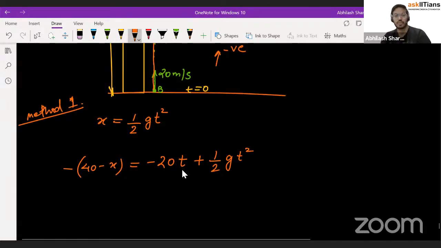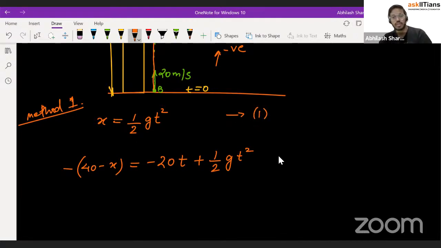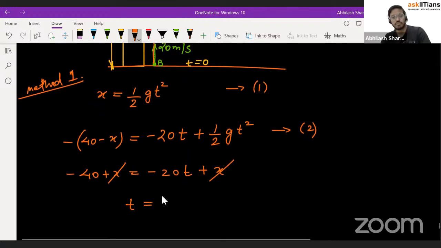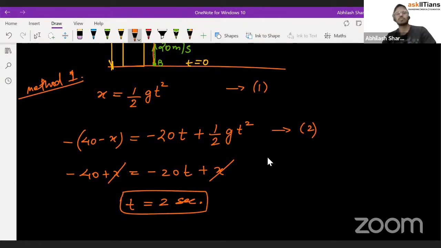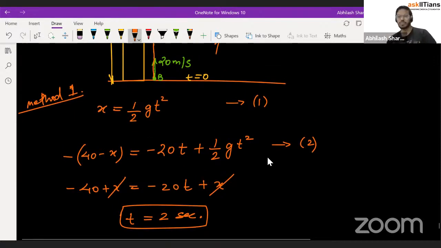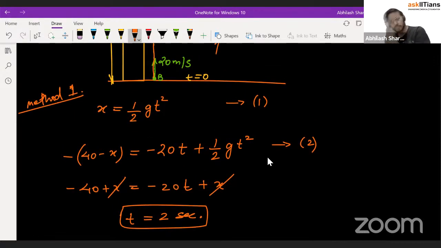Okay. So now what can I do? I have equation number 1 and equation number 2. Well, I can substitute instead of half gt square as x in the second equation, right? So try that. Negative 40 plus x equal negative 20t. Instead of half gt square, we'll have x. X cancel. And we get time as 2 seconds. That's the method 1 of solving this problem using equations of motion.